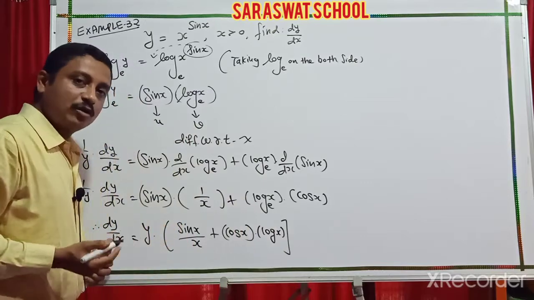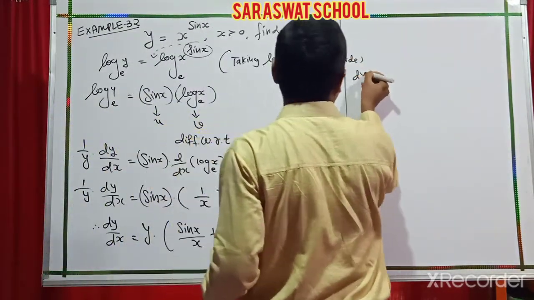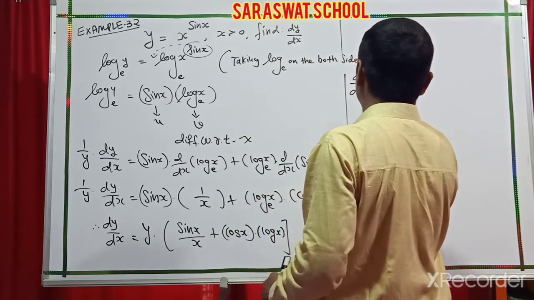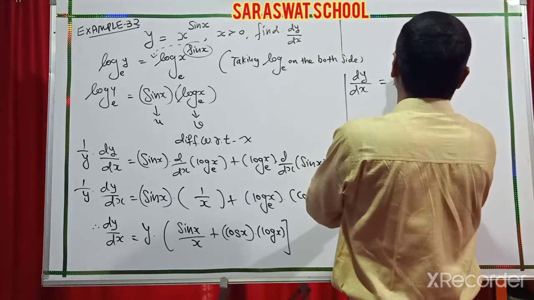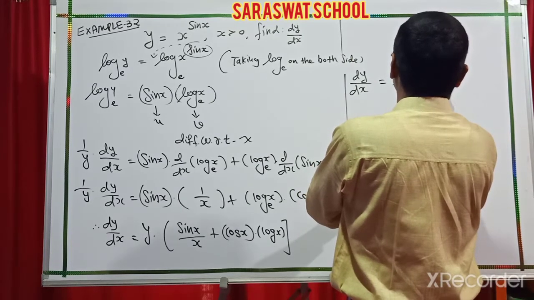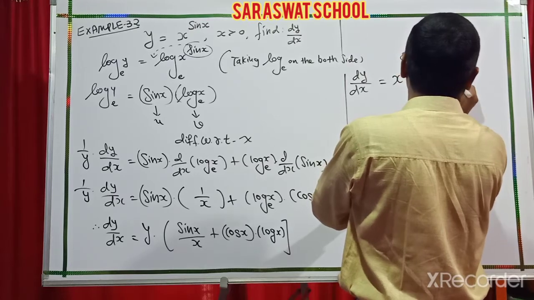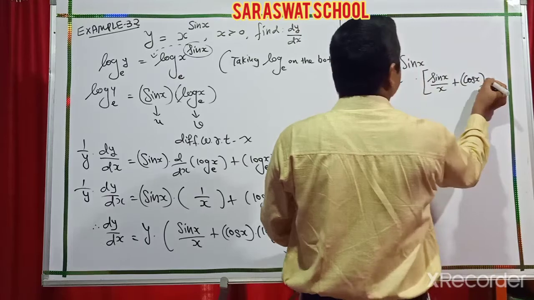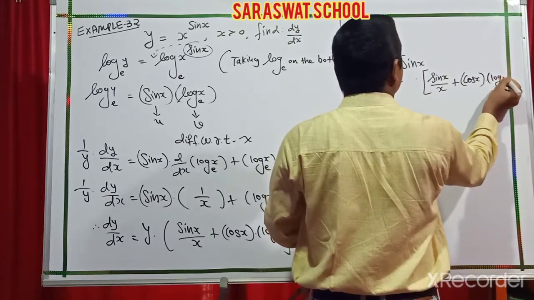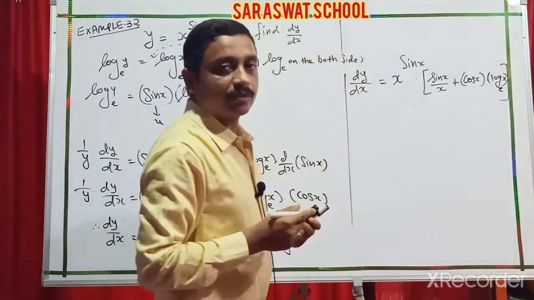Yes, the numerical is done. Only the y value you put in. So what are you getting for dy by dx? This y, students already know, is x raised to sin x, and the other part is sin x by x, plus the other value, the same cos x into log x. And that's our answer. To base e is necessary, you show it out.